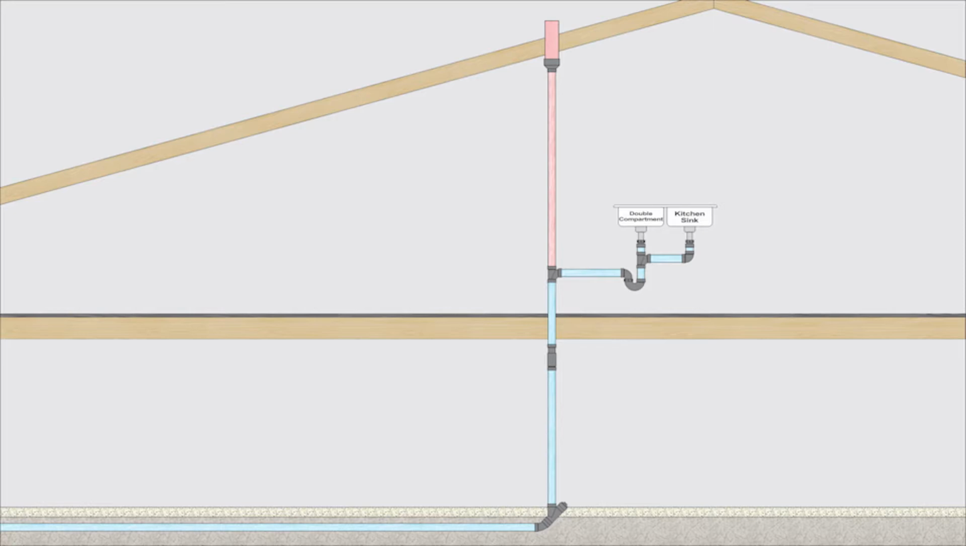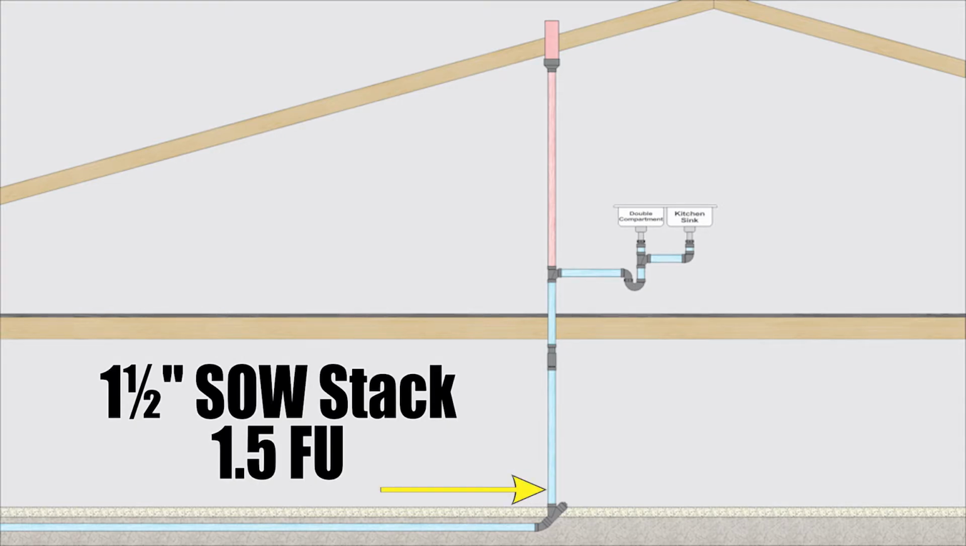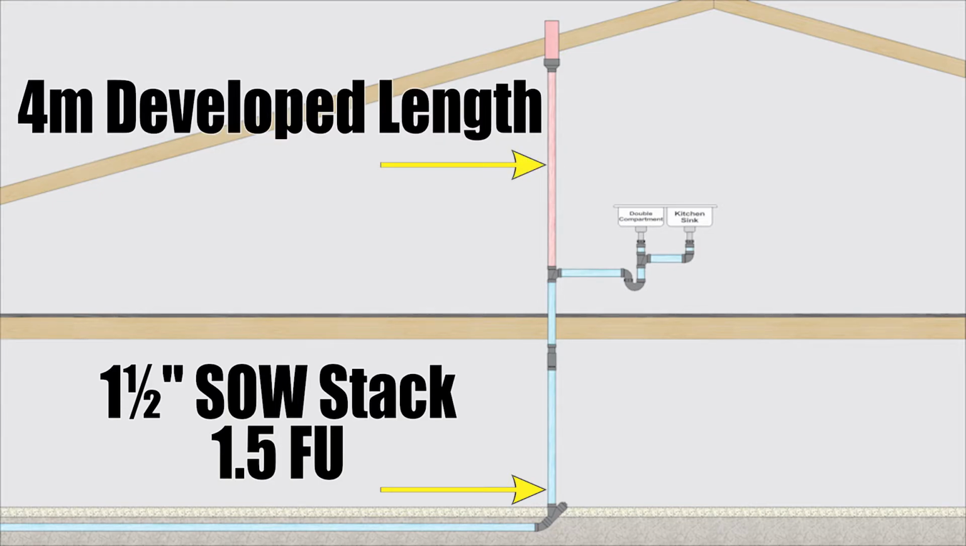So in order to find the developed length of a stack vent, we need to start at the top of the soil and waste stack, right here, and measure it all the way till we get to outside air, which is right here. And we're going to do that in meters because that is how our code is written. So to bring all this together, I'm going to use this first example here, where I have 1.5 inches at the base of the stack. There is also 1.5 fixture units at the base of the stack. And I have a developed length of 4 meters for my stack vent.